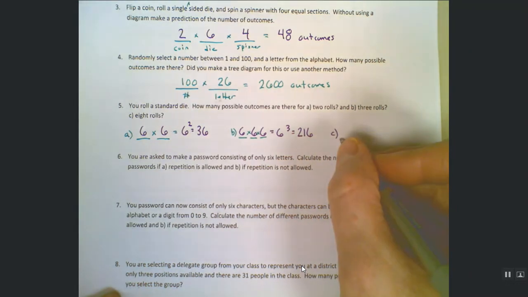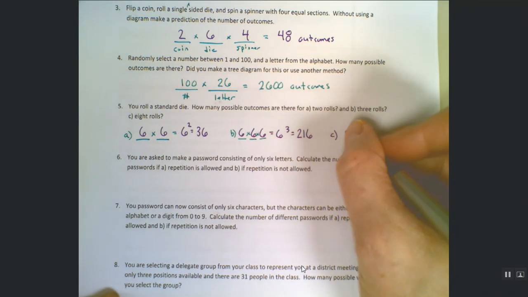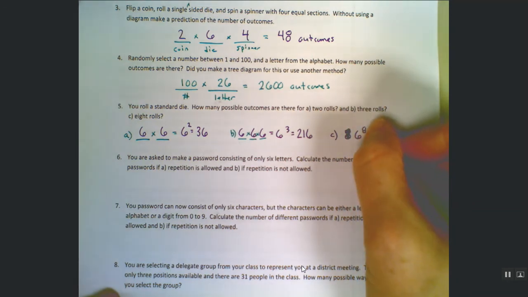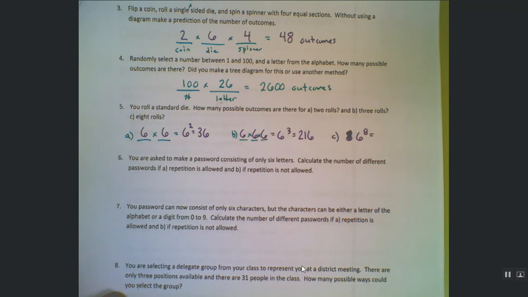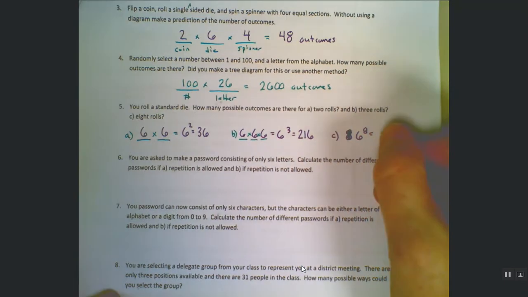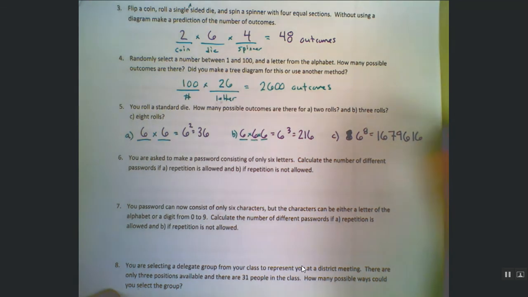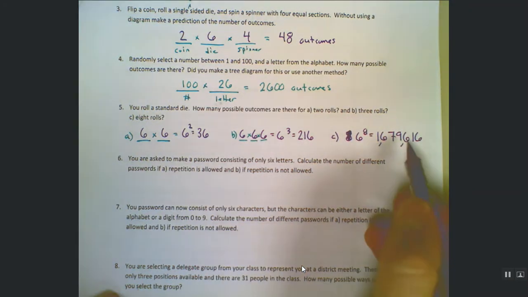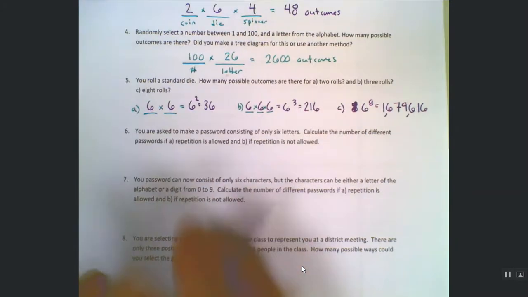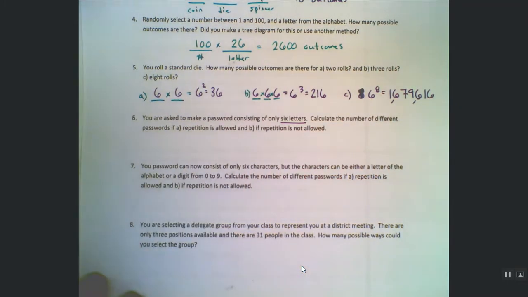Now I'm not going to bother drawing out all 8 outcomes here, but I'm going to do 6 to the power of 8. Since it would be 6 times 6 times 6 times 6 times 6 and so on, 6 to the exponent 8 is 1,679,616. So it's quite a large number. Okay.